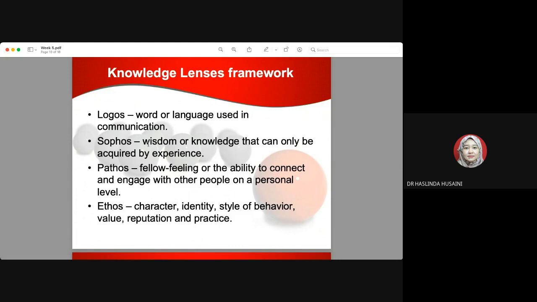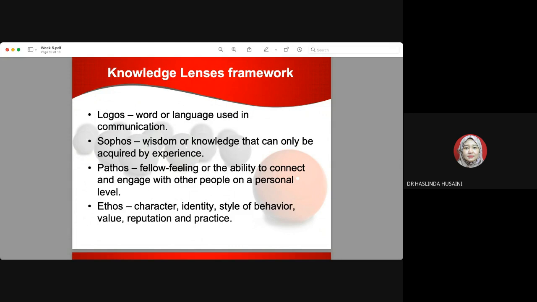And then seterusnya ialah pathos. Fellow feelings or the ability to connect and engage with other people on a personal level. They represent collaboration and also socially distributed knowledge to mingle around with others, kita punya social culture. Okay, dalam that organization. Dalam masa yang sama, you boleh collaborate, you boleh share the knowledge with others.